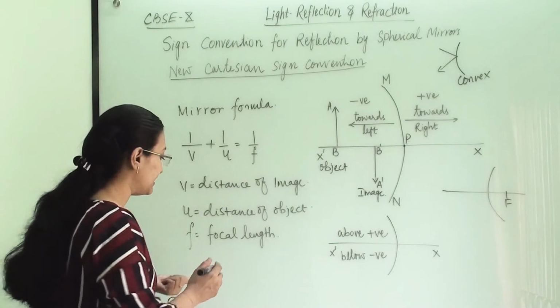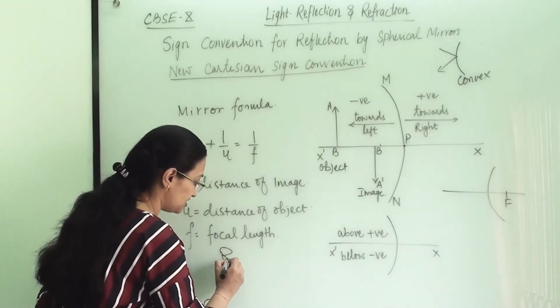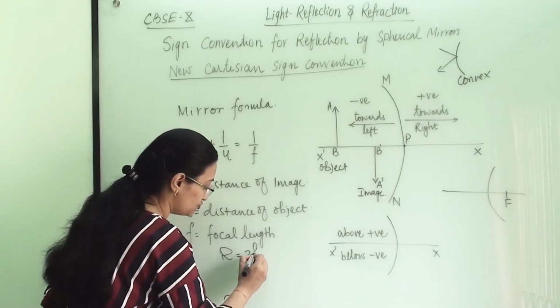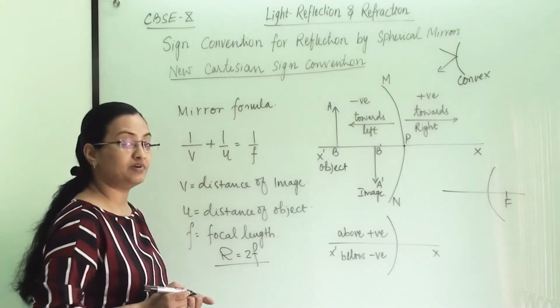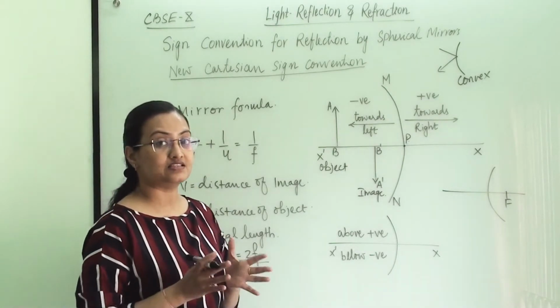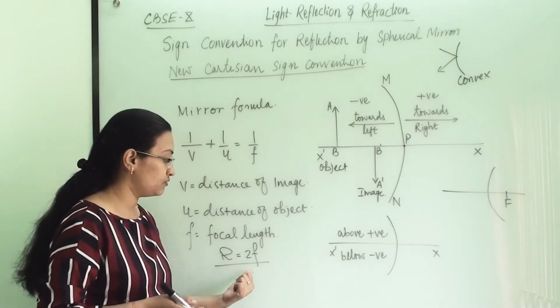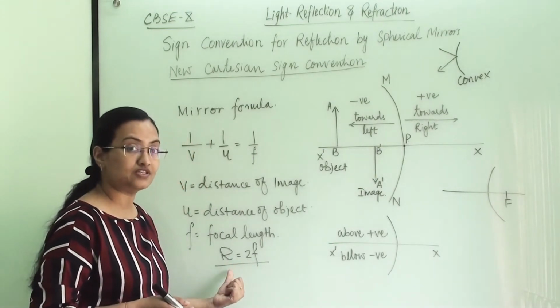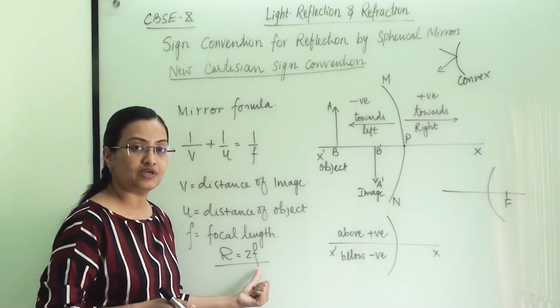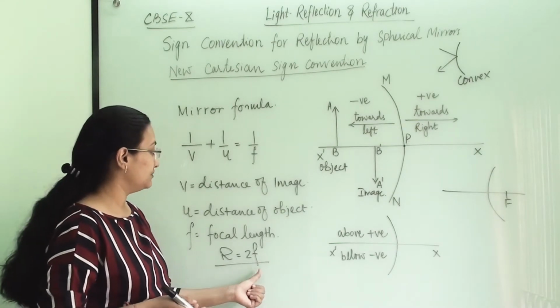We get the focal length from the radius of curvature, and the formula is R equals 2F. Sometimes they will give you the focal length, and sometimes we have to find it from the formula R equals 2F. So the radius of curvature they will give us, and from that we can find the focal length.